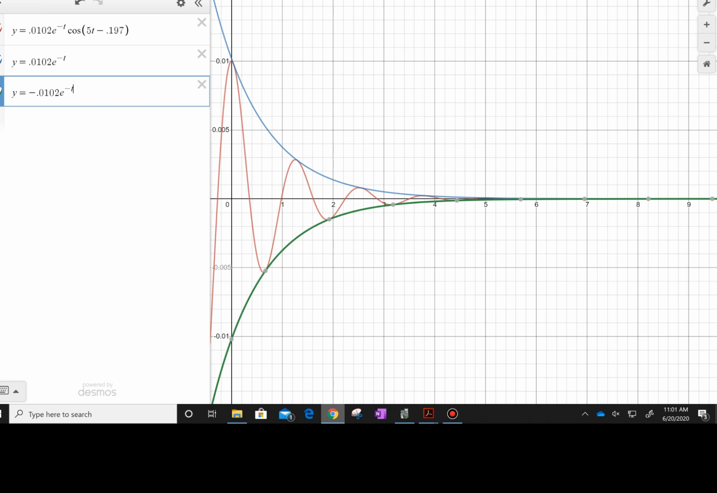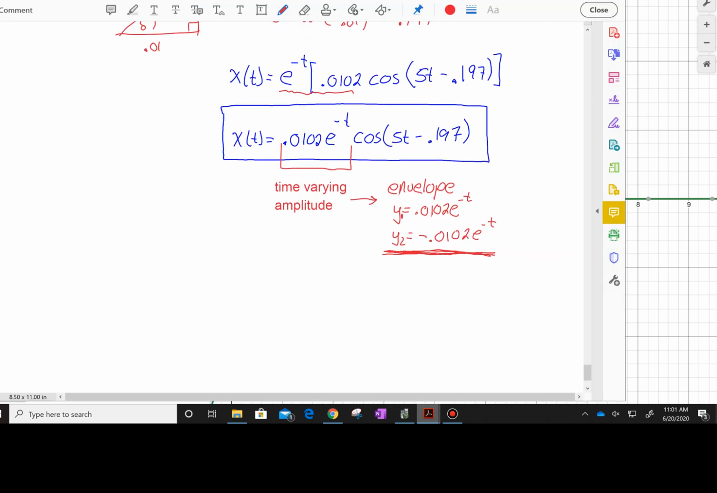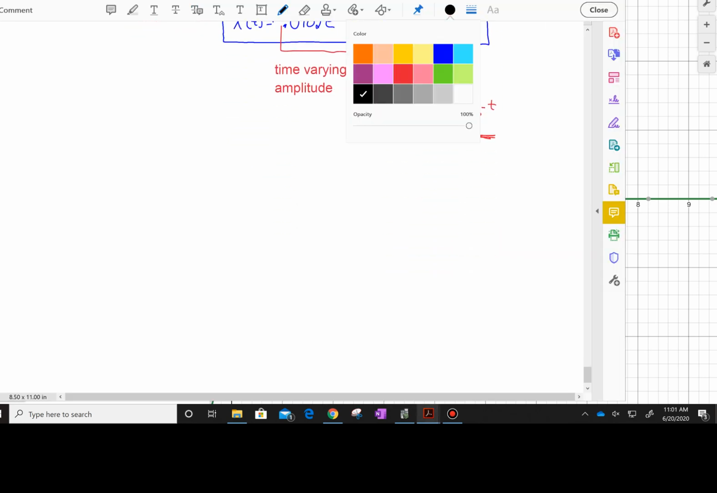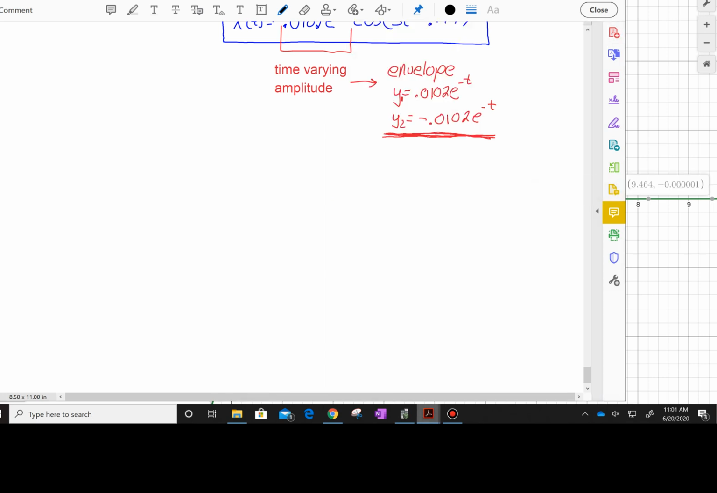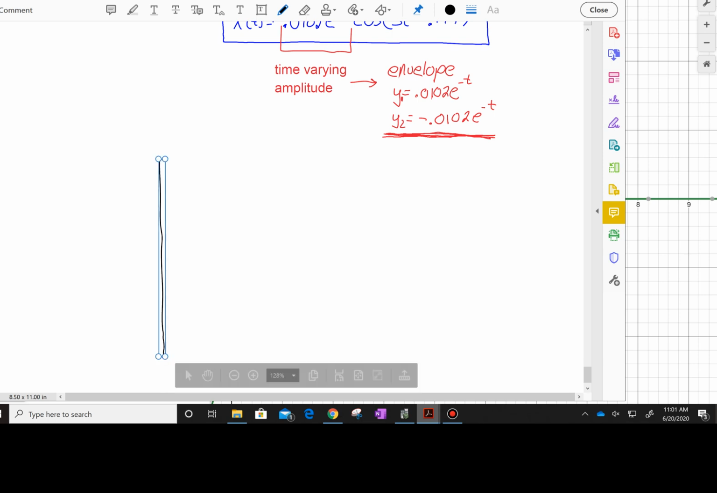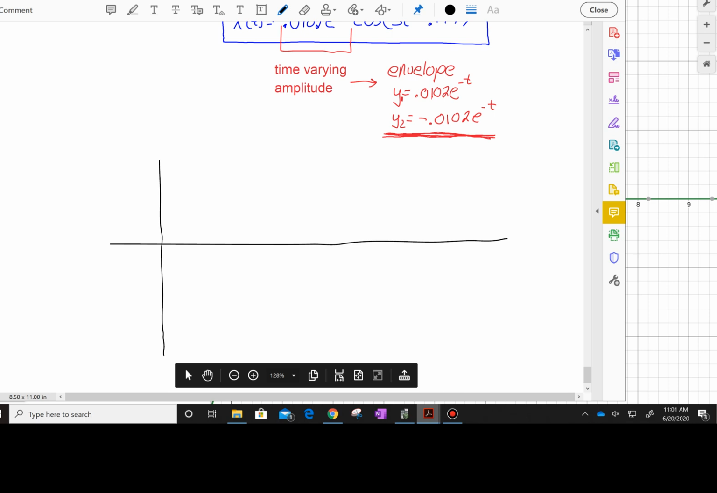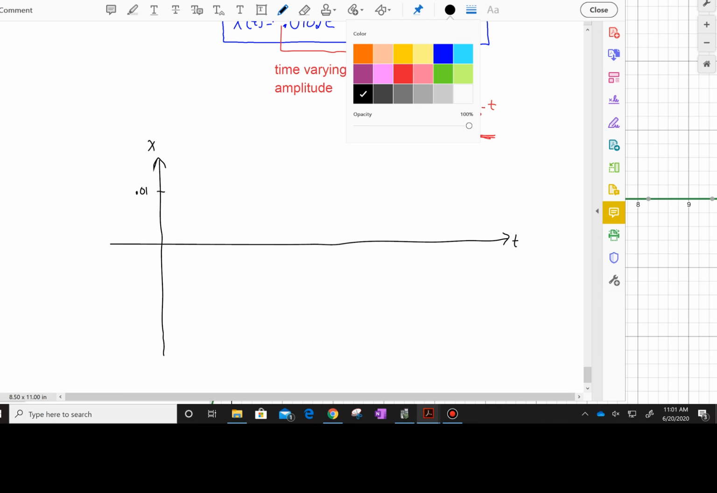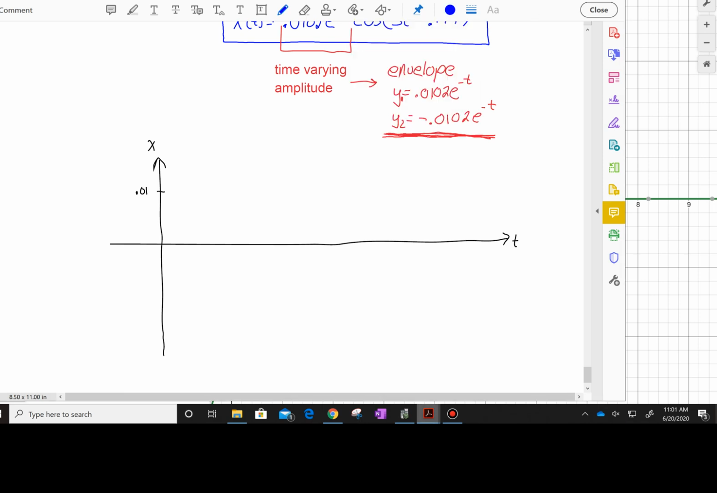So maybe let's add this to our guided notes for a visualization. So let's draw our vertical axis, our horizontal axis. Let's label this one x of t and t. We started with an initial displacement of 0.01 meters, and then we saw as time goes on, our amplitude would decrease, and so our graph would look something like this.